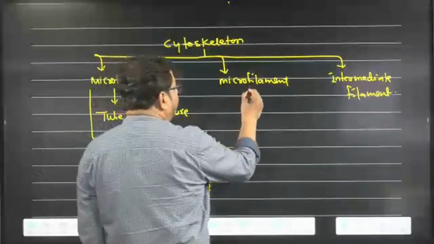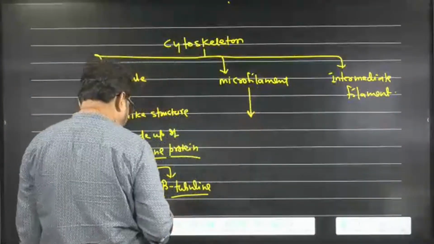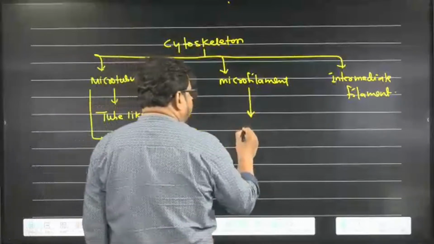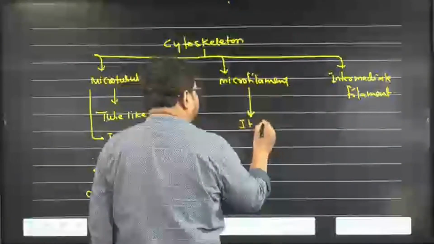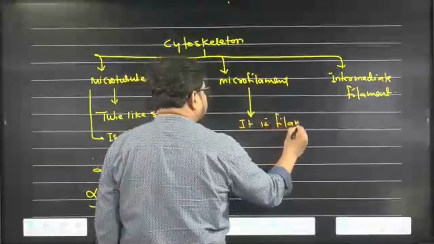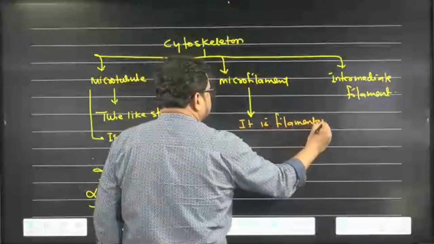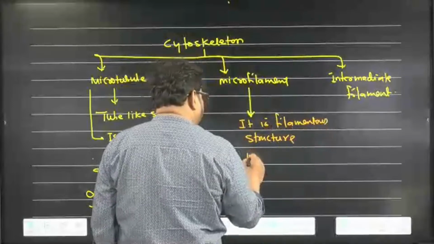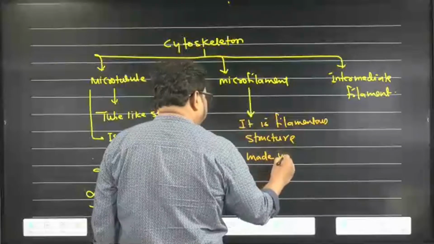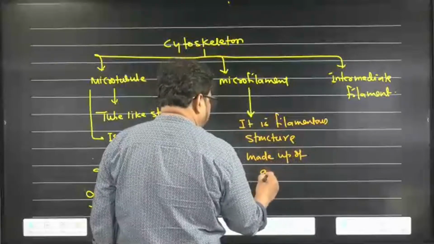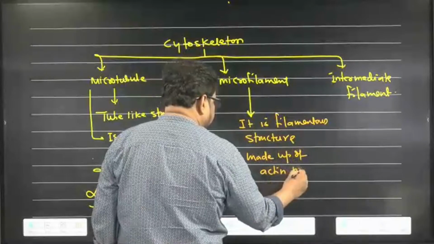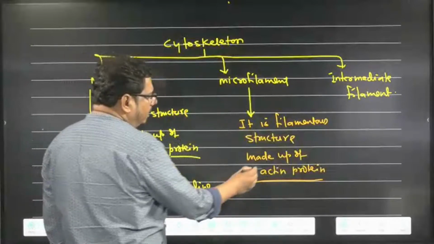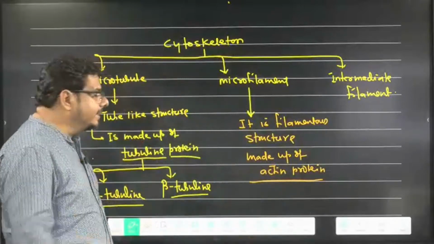Now I am telling you about microfilament in one or two lines. Got the idea? So what am I writing about microfilament? It is a filamentous structure made up of actin protein. It is also made up of protein, but the name of the protein is actin. You have heard about actin and myosin in muscles. Getting the idea or not?